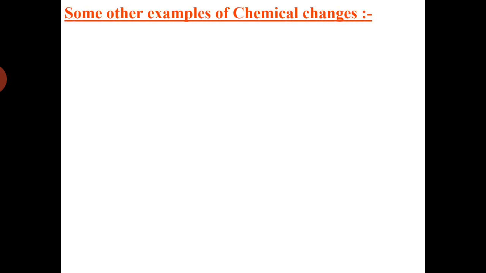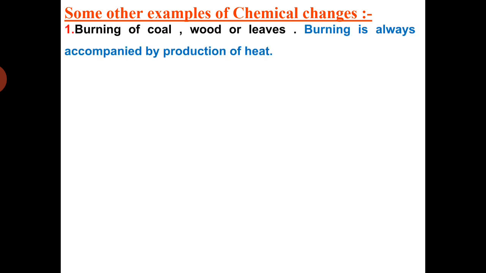Now come to some other examples of chemical changes which we observe near us. Burning of coal, wood or leaves. As already told, burning of coal results in the formation of a new substance. In fact, all the burning processes are chemical changes. Burning is always accompanied by production of heat.